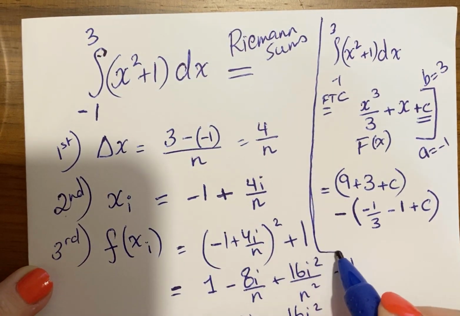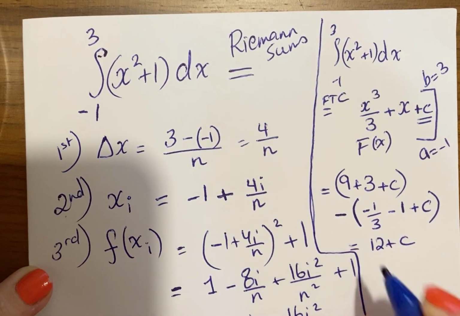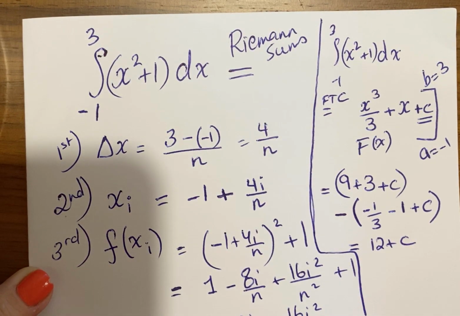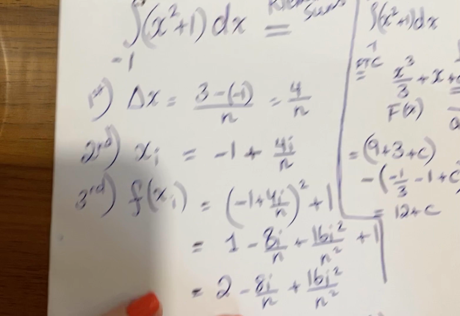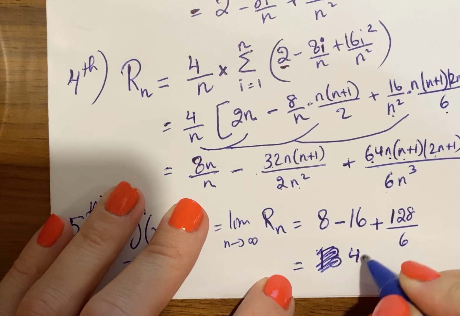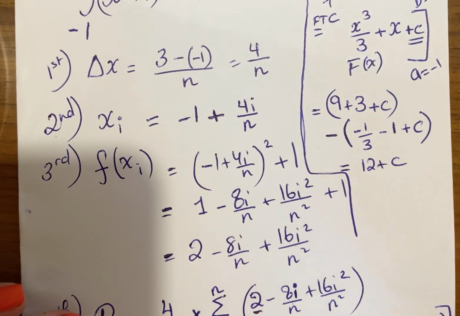Now what does this give us as a final answer? 9 plus 3, 12 plus c. Here we get minus 1 over 3. Minus 1 is minus 4 over 3. Did I make a mistake? I calculated 126 over 6 in the previous one. It's 128 over 6. The answer is 40 over 3 here. Sorry, calculation mistake. I put on the calculator 6 instead of 8.